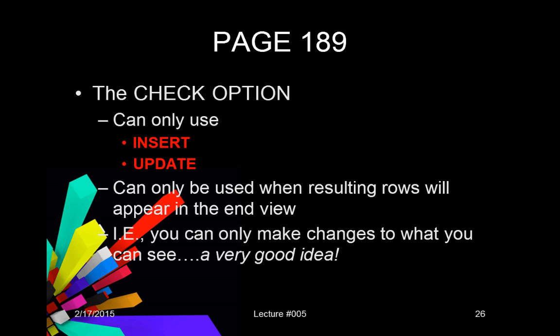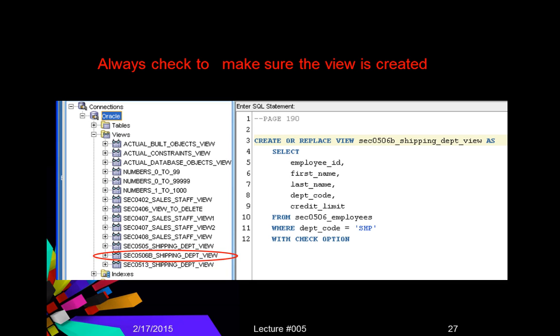This is a very good idea, and obviously the check option was not in effect because we were able to add Susan in. We didn't get any error back, so old Fat Finger Freddy that Lee just hired could put a mistake in and make Susan an executive instead of a shipping clerk. You never know what happened to her. Well, you would when she didn't pay her bill at the cafeteria. All right, always check to make sure the view's created. We're kind of wrapping up this part of that chapter.